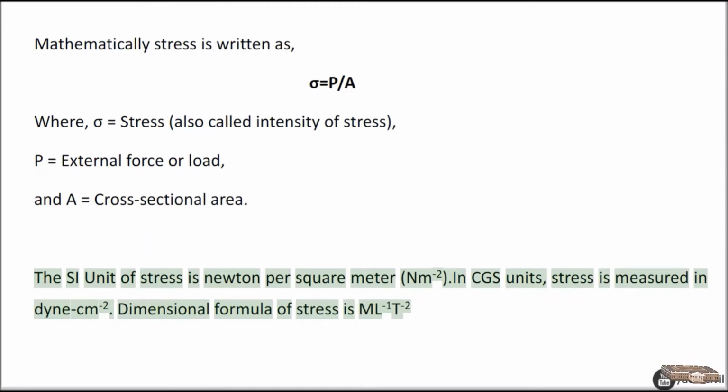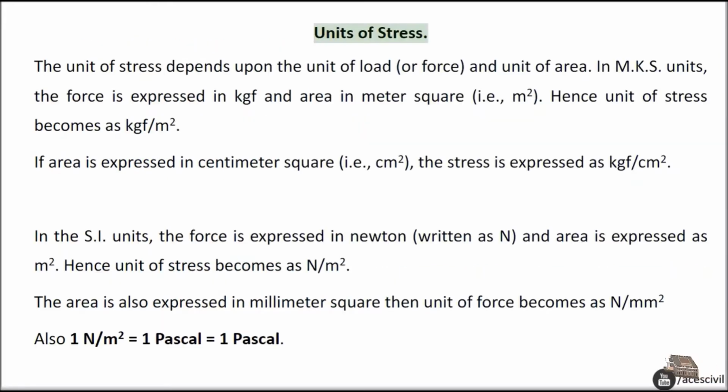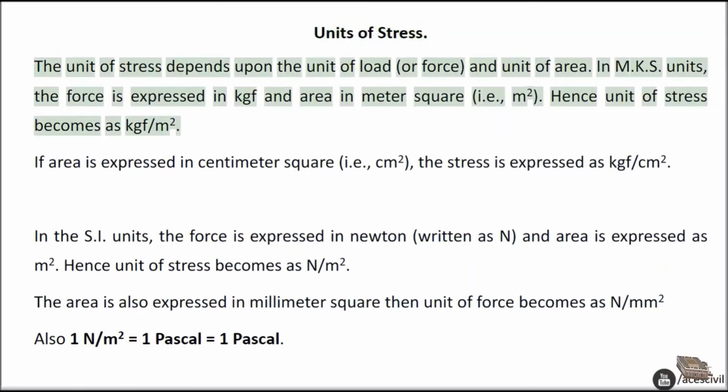In CGS units, stress is measured in dyne/cm². The dimensional formula of stress is ML⁻¹T⁻². Units of stress. The unit of stress depends upon the unit of load, or force, and the unit of area. In MKS units, the force is expressed in kgf and area in meters square, i.e., m². Hence the unit of stress becomes kgf/m².